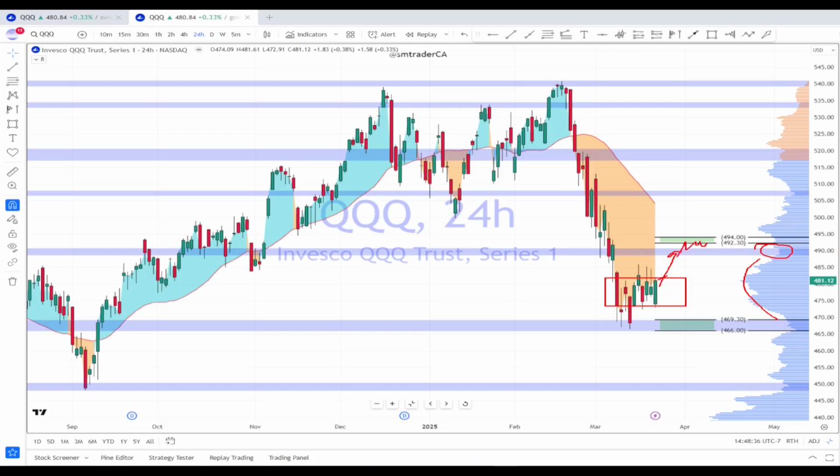Now, if it's unable to break this balance and comes back down, then we'd be looking for this 469.30 and 466, the low range, which is also in confluence with this zone here between 470 and 465. So those are the price actions that we'll be keeping an eye on for the coming week for the QQQ.